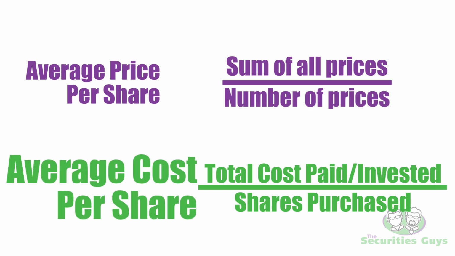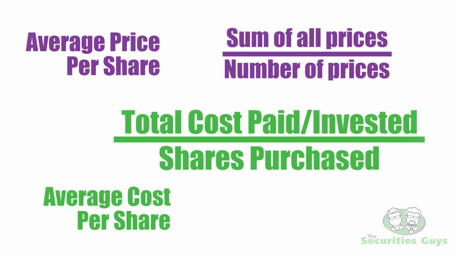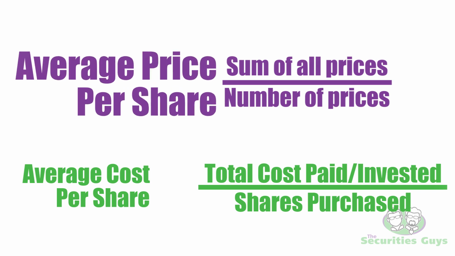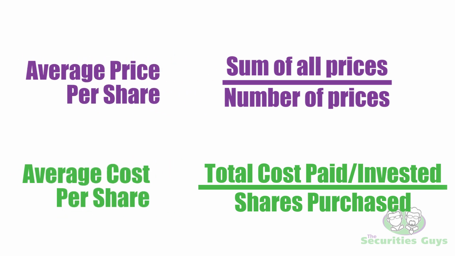The average cost per share is found by taking the total amount invested, which is usually the monthly investment multiplied by the number of months, divided by the total number of shares that we purchased over that time period. Make sure you do pay attention to the question, whether it's asking about the average price or the average cost, or potentially the savings between them.